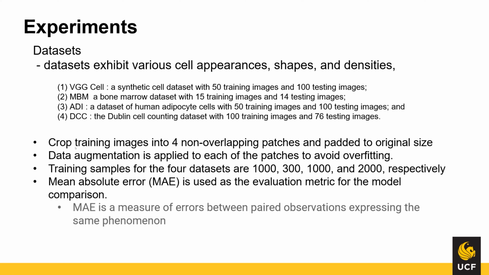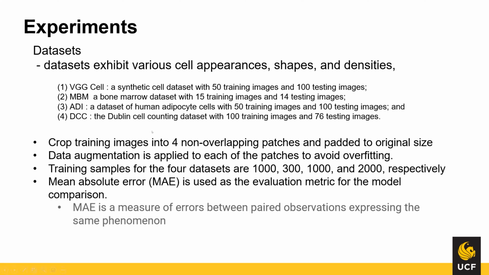And the way they ran the experiment is they cropped the training images into 4 non-overlapping patches and padded them to the original size. And then they applied data augmentation to the unlabeled images to avoid overfitting. And then training samples for 4 data sets were generated, 1,000, 300, 1,000, and 2,000 respectively. And they used mean absolute error as an evaluation metric for the model comparison between these state-of-the-art models. That's how they conducted the experiments. They did not go into details on the hardware that they used or any other details.